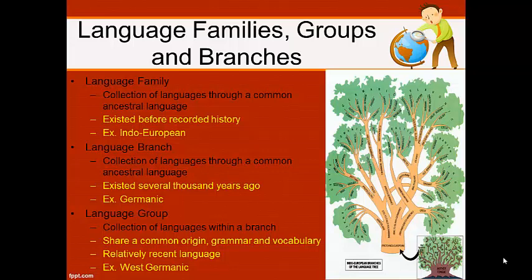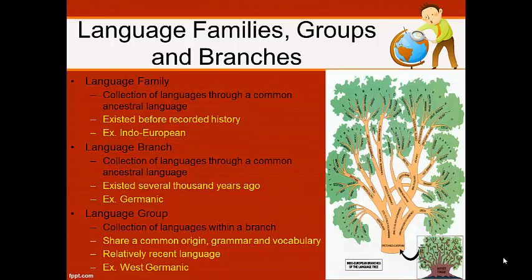Now, what I didn't mention before and I will mention now is that this existed long before pre-recorded history, so we've never heard the actual tongue. An example of this is Indo-European, which I've discussed before. Now, let's break it down to a language branch. This is the same exact definition, except that this language existed several thousand years ago.